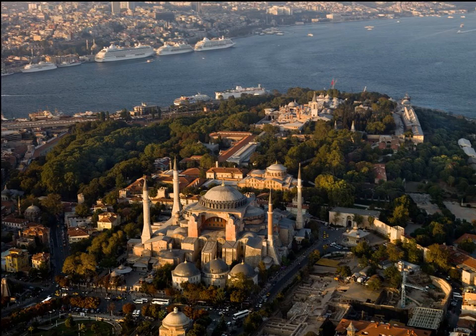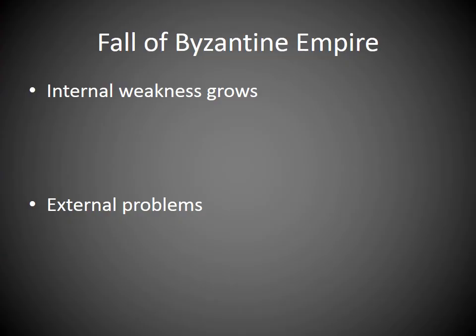Here's the Hagia Sophia from above. Again, those tall, pointy minarets were not around in the time of Justinian. They were added later by the Ottoman Turks. So think about what maybe the Hagia Sophia was converted into.